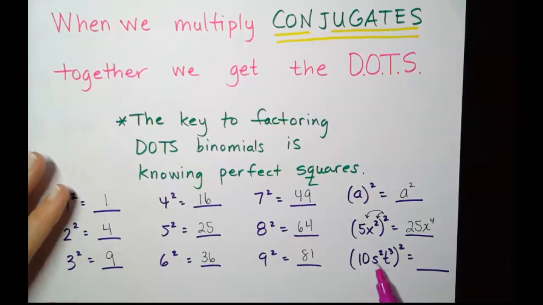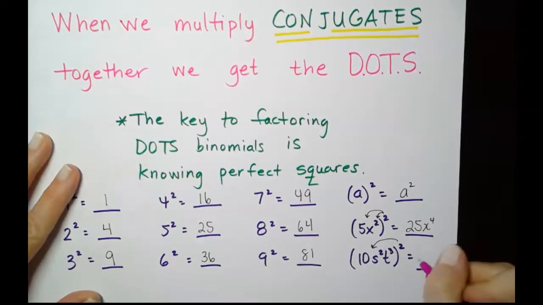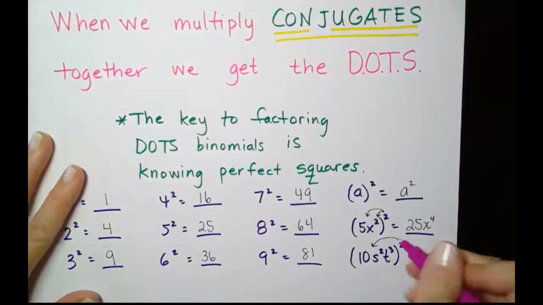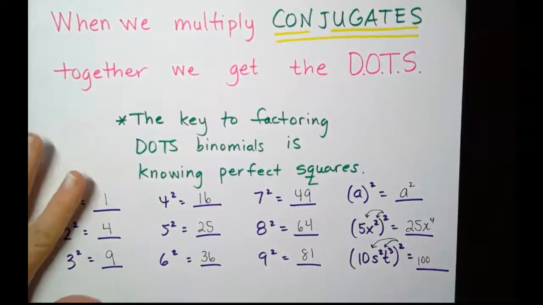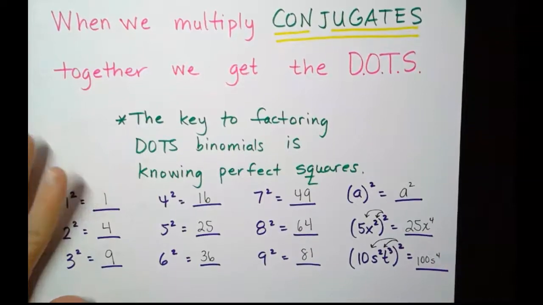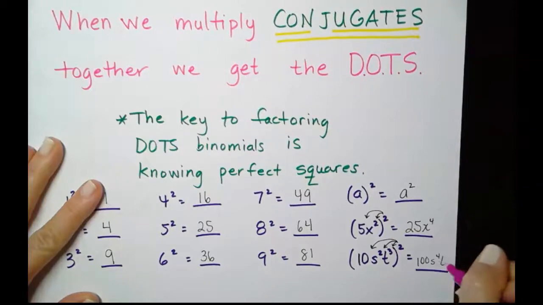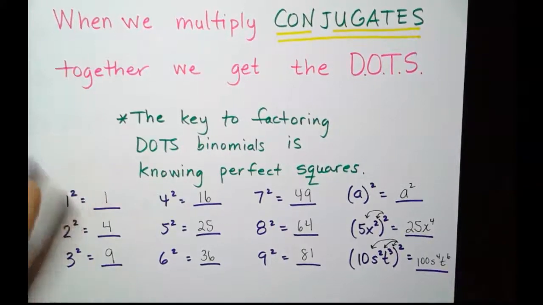Next, 10s squared t cubed, all squared. 10 is getting squared. That's 100. S squared is getting squared. 2 times 2, power to power, that's s to the fourth. And the t cubed is also getting squared. That's t to the sixth.